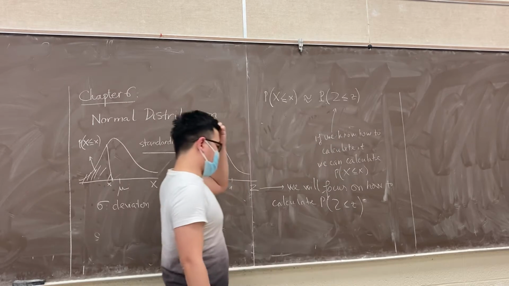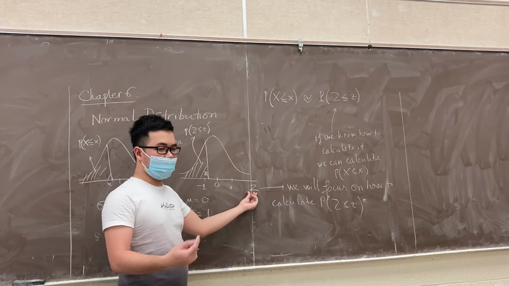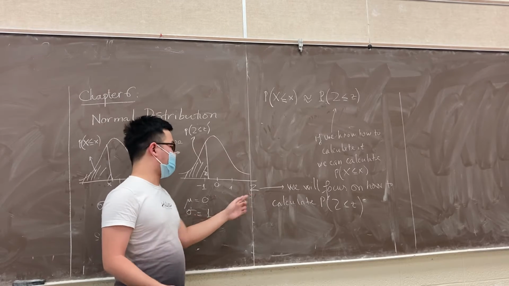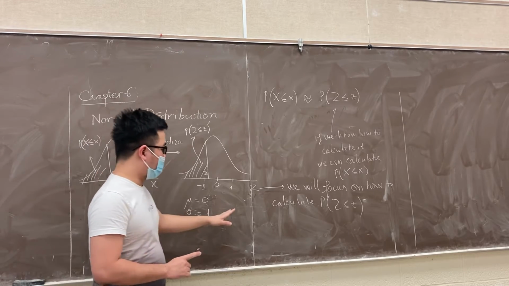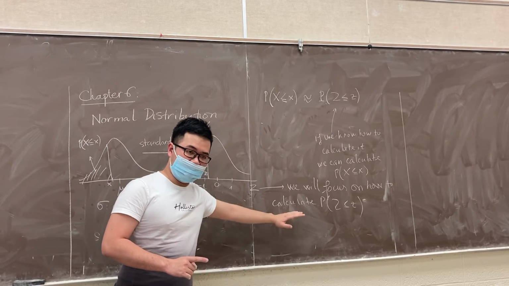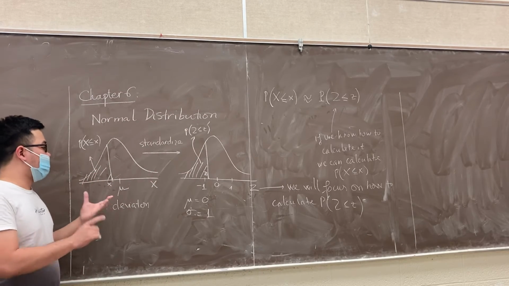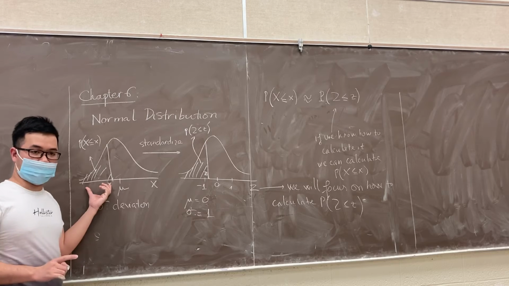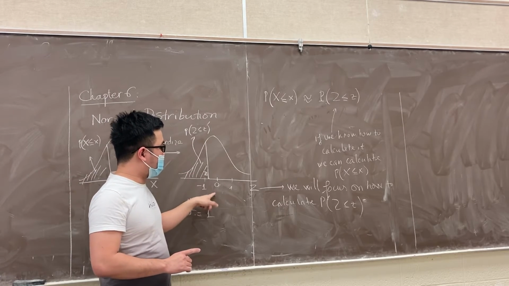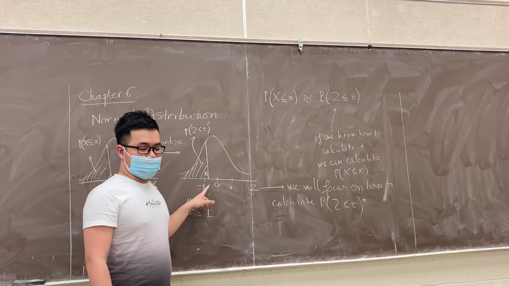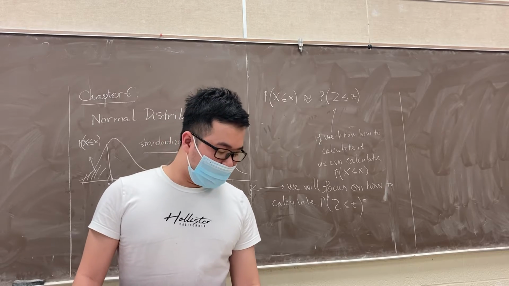Because the probability of Z less than z, where Z is standard normal with mu equals 0 and sigma equals 1, we can use a table to calculate it. For the general normal distribution, we would not have a table or any tool to do that, right? So we only focus on how to calculate with the standard normal distribution. That's the idea.